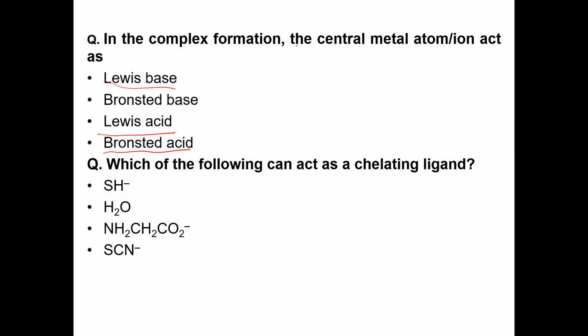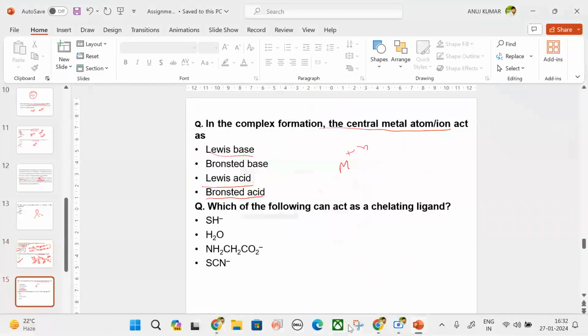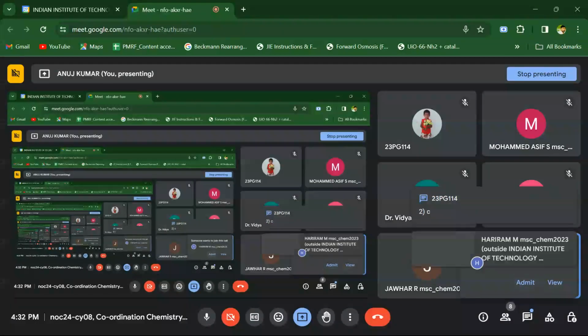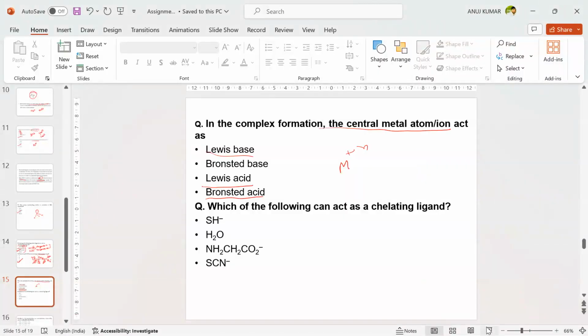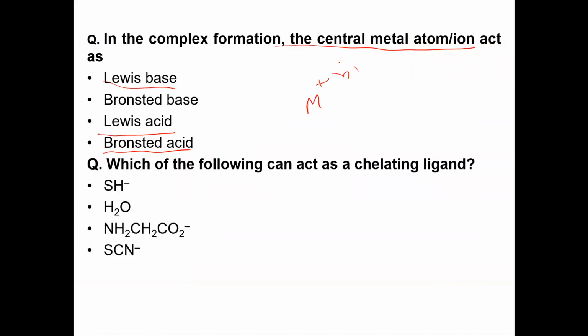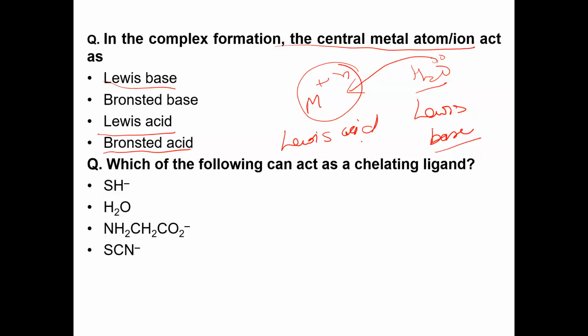Okay, so the central metal atom, let's say if it is metal positive, it is already electron deficient, right? So it will work as a Lewis acid, because if any ligand is there, oxygen containing lone pair, it donates its lone pair to the central metal atom. So the ligand will work as a Lewis base, okay, and this metal will work as Lewis acid because it is electron deficient already.